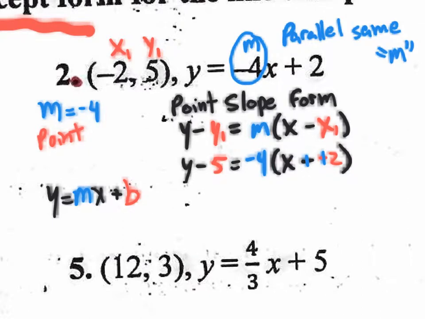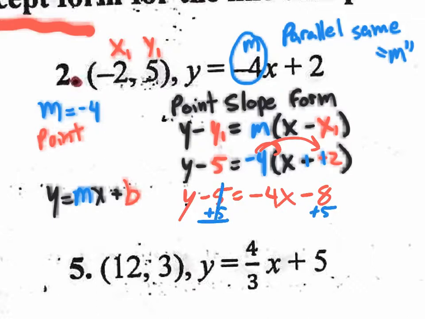So I am going to distribute the negative 4 times x is negative 4x. The negative 4 times positive 2 is negative 8. Bring down the equal sign, bring down the y and the minus 5. You almost have it in y equals mx plus b form. The only other thing to do, the last thing to do would be what? Add 5 to both sides.